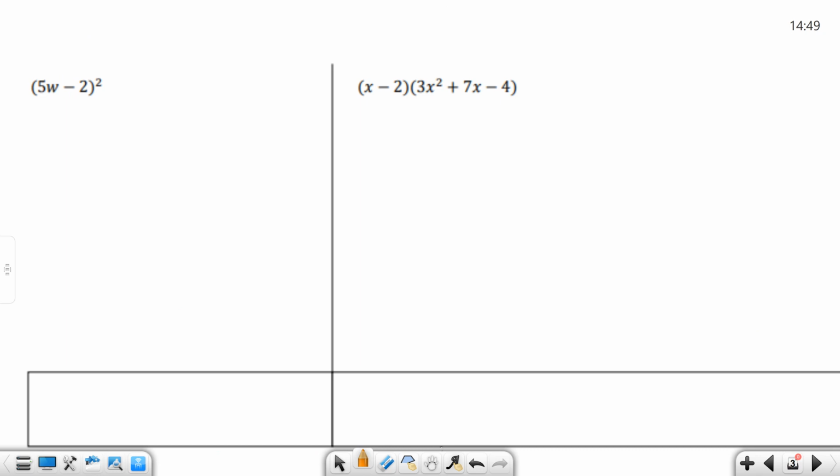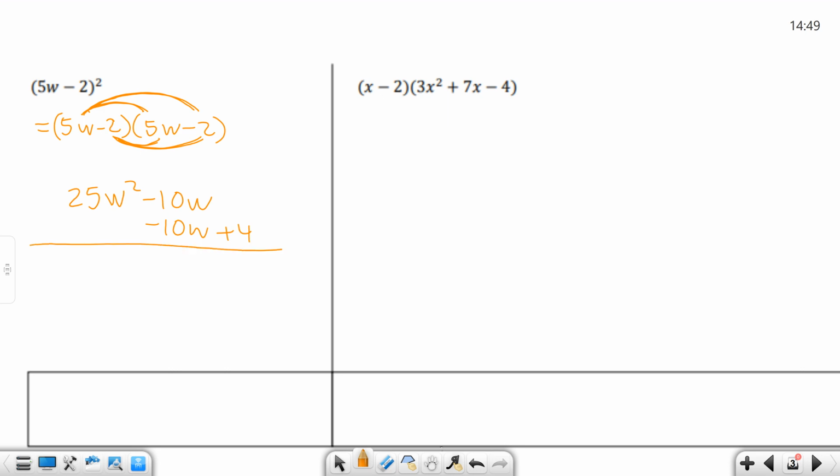And again, I have 5w minus 2 squared. Again, I'm going to take this and write it as 5w minus 2 times 5w minus 2. First, outer, inner, last. Again, first, 5w times 5w, 25w squared. Then we have outer minus 10w. Inner, another minus 10w. They're like terms. And then plus 4, right? Negative 2 times negative 2 is positive 4.